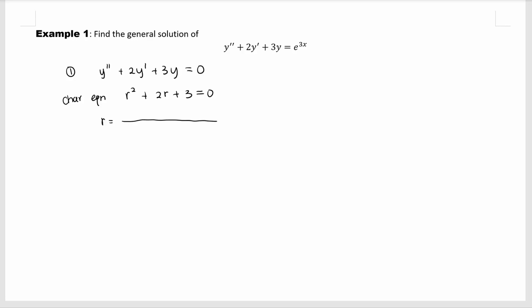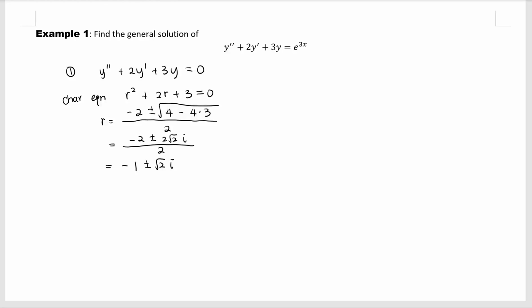So the quadratic formula: the denominator 2a is 2, negative b plus or minus the square root of b squared minus 4ac. So that is negative 2 plus or minus the square root of 4 minus 12, which is negative 8. So that's 2 root 2 i. Okay, so with the split, we get minus 1 plus or minus root 2 i. So this is our complex roots, okay?